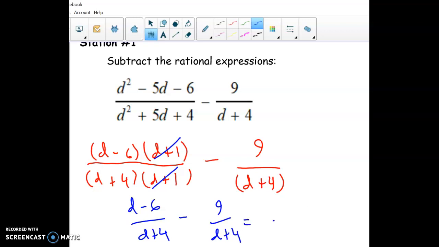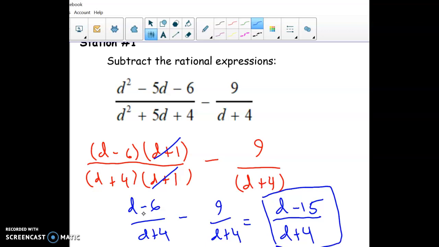Okay, so now I can just keep my denominator of d plus 4. And then up top, it's minus 6 minus 9 more, so it's d minus 15 up top. And that is my cleaned up problem. Okay, so that one has a kind of neat trick where it can cancel like that and makes life a little bit easier.